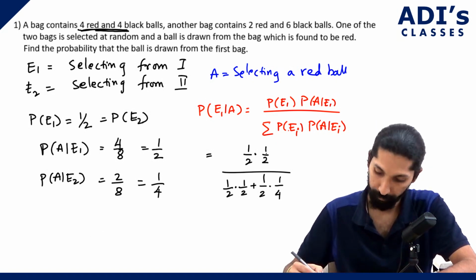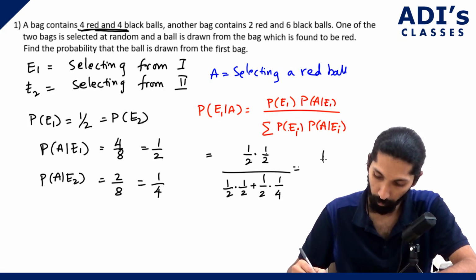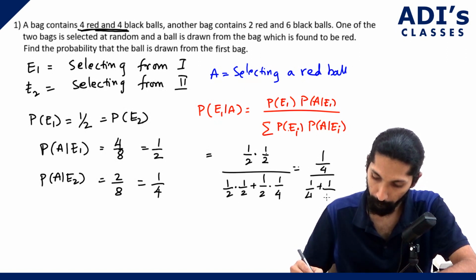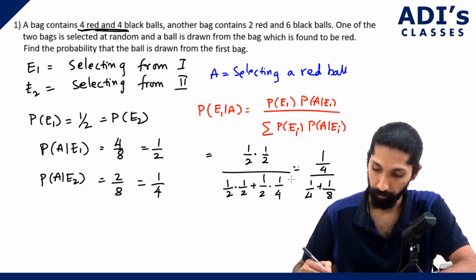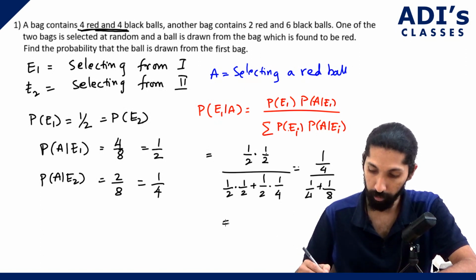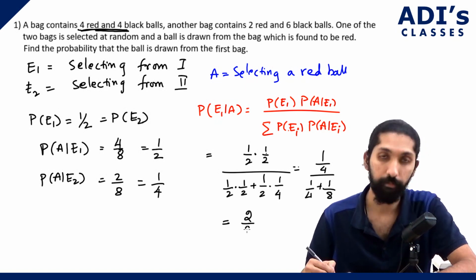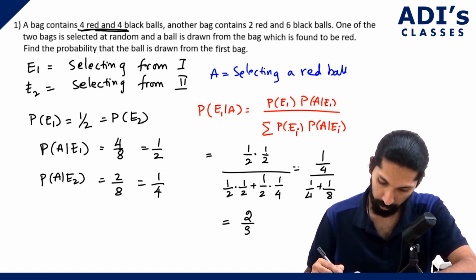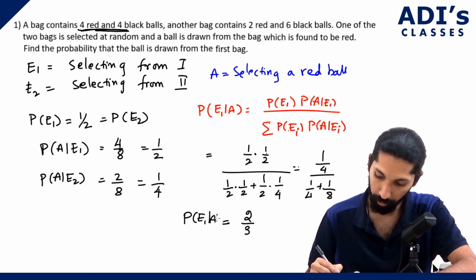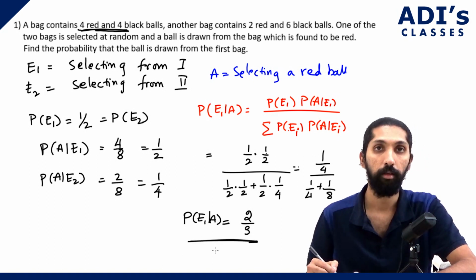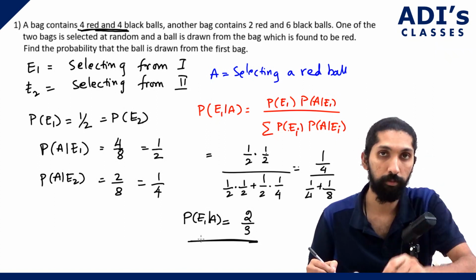Make sense? So 1 by 4 plus 1 by 8. Alright? So if you take LCM and if you solve it, you will get 2 divided by 3. So the answer for the first one, that is P of E1 given A, is going to be 2 by 3. So this is the answer for the first one.